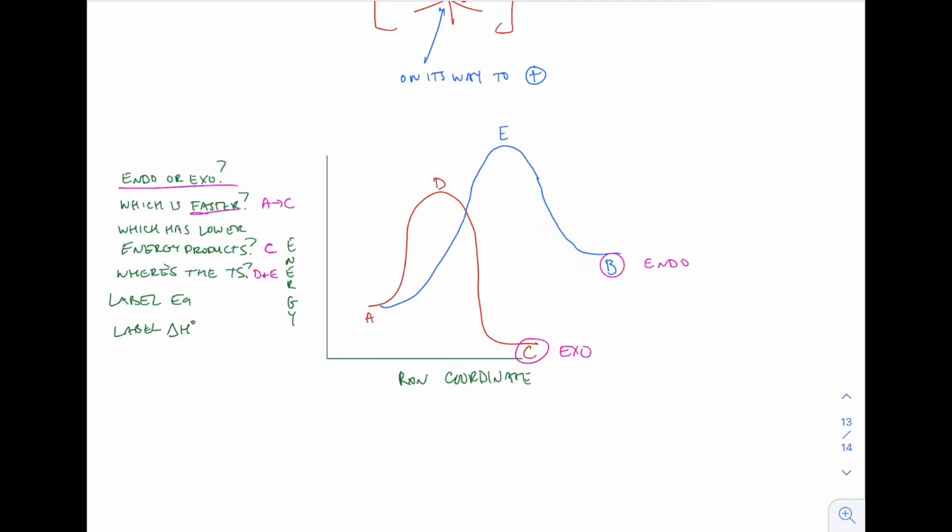Where is the transition state? Well, that's points D and E. Label the activation energy. So that's going to be where the reactants start, to the top of the mountain.